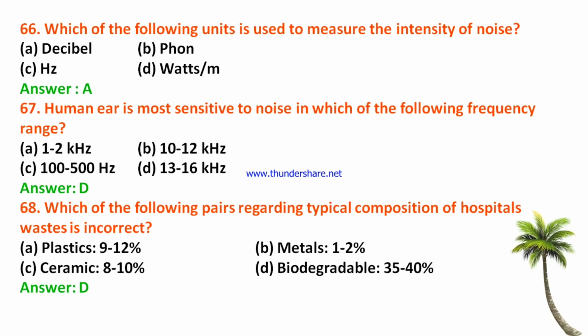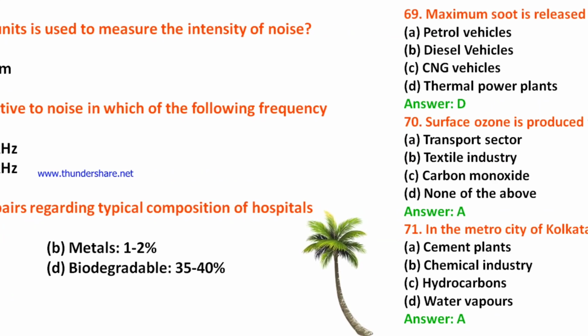Next, number 68. Which of the following pairs regarding typical composition of hospital waste is incorrect? Plastics 9 to 12%, ceramic 8 to 10%, metals 1 to 2%, or biodegradable 35 to 40%. And the incorrect one is biodegradable 35 to 40%, and the others, plastic, ceramic and the metal concentration in hospital waste composition, are correct.